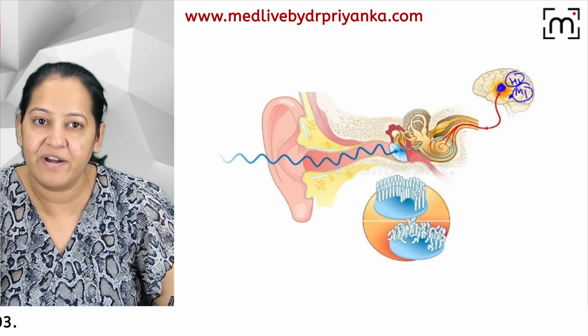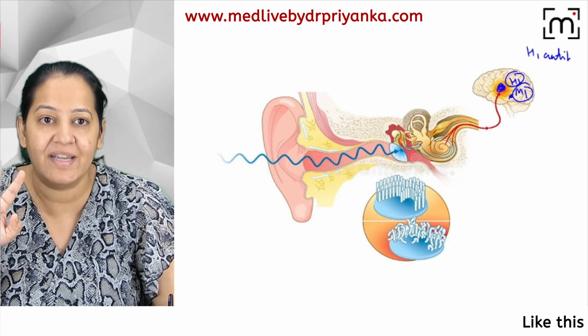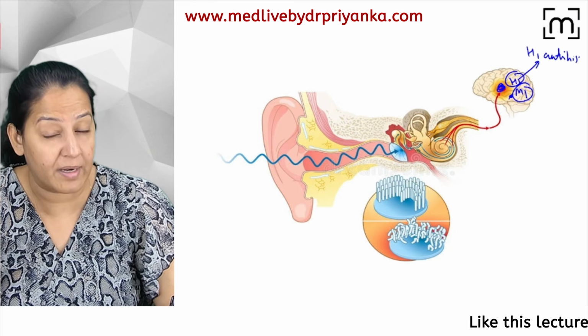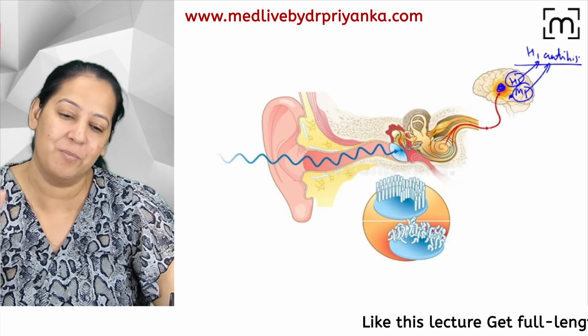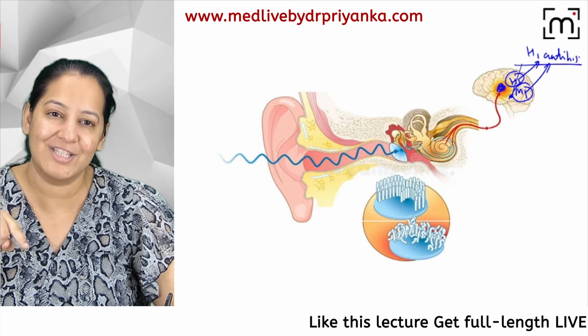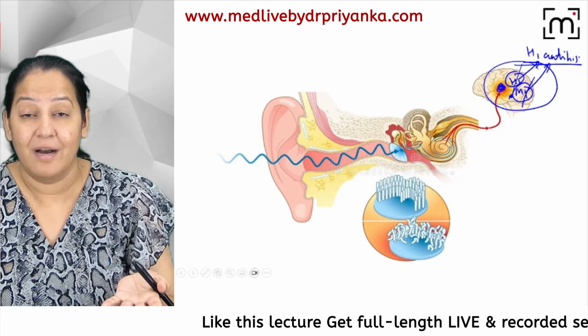But don't give 2 different drugs. Give H1 antihistaminic only, because H1 antihistaminics are the drugs that block H1, but non-specifically they block M1 also. So by giving H1 antihistaminic, both purposes will be solved. We are blocking H1 as well as M1 in the cerebellum, so motion sickness can be prevented.